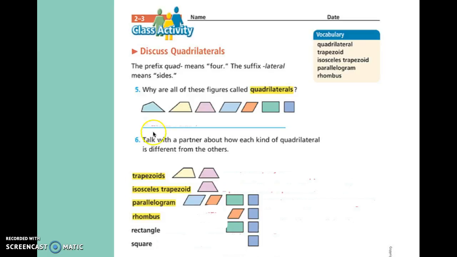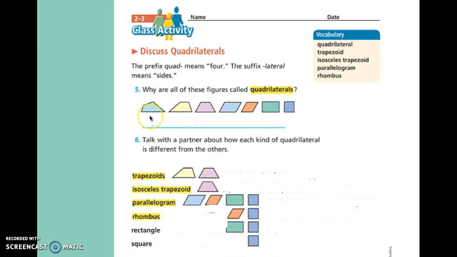So, the first thing we're going to talk about is quadrilaterals. The prefix quad, the beginning of the word, means four. The suffix lateral, the end of this word, means sides. So quadrilateral literally means four-sided. All figures that have four sides, no matter what their shape, are considered quadrilaterals.